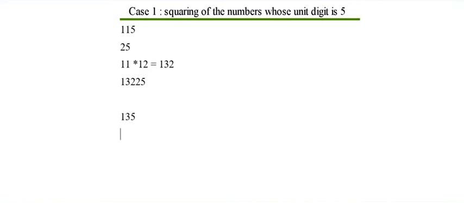Now what if the number is 135? 135 whole square. Now again 5 square is how much? 25. Now what should I do? I should multiply 13 with 14. So what do I do here? Now this 13 into 14 you can write in different ways. I'll tell you one easiest method to write.